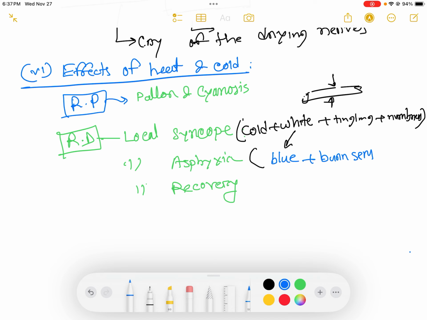Local recovery, in which the bluish discoloration gradually disappears and digits return to normal color due to release of spasm of digital arteries. Such attacks are repeated till in the end superficial ulceration and gangrene appear at the fingertips, which is known as local gangrene.